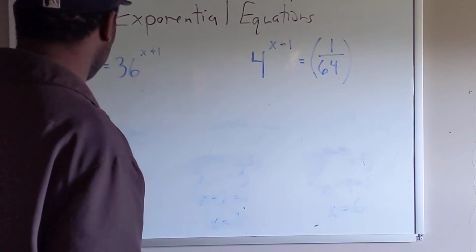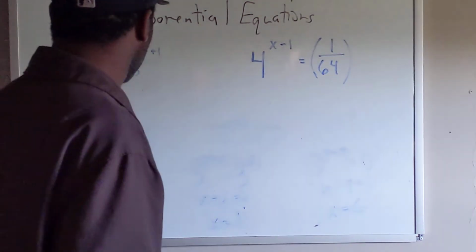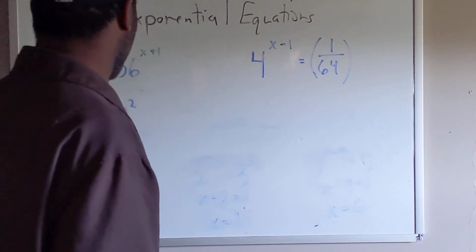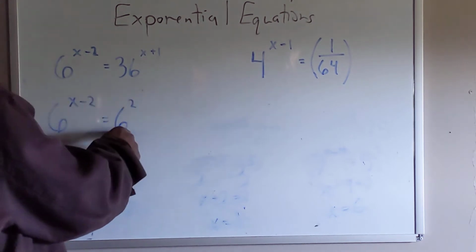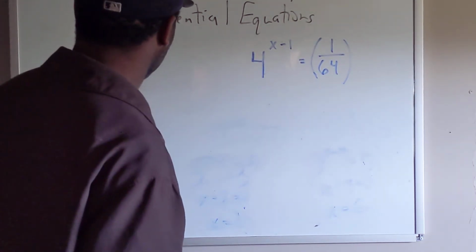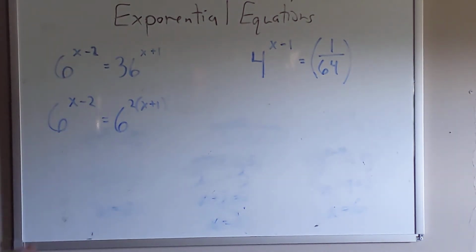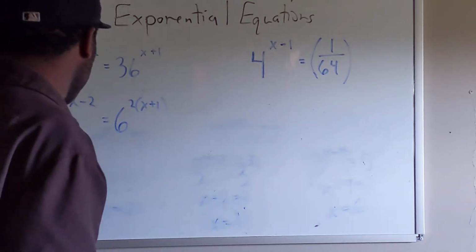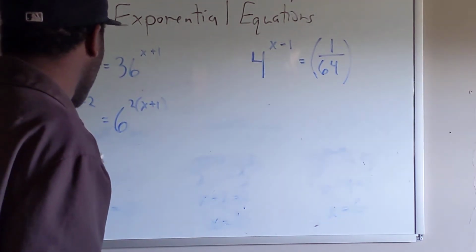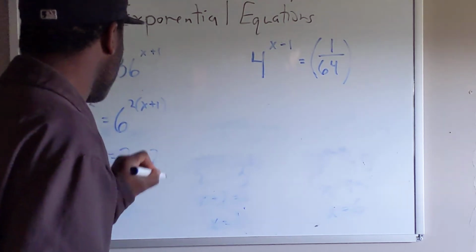6 to the x minus 2. Now, 36 is equal to 6 squared. We've rewritten 36 as 6 squared. Make sure we put that in parentheses, 6 squared and then x plus 1. We have the same base. So what we have is x minus 2 is equal to 2x plus 2.